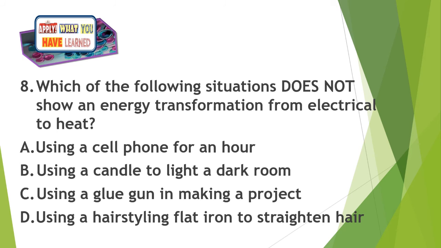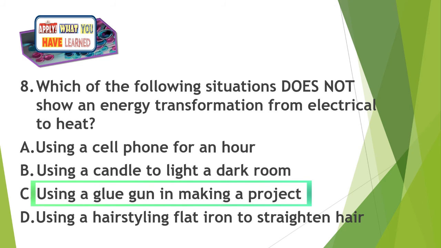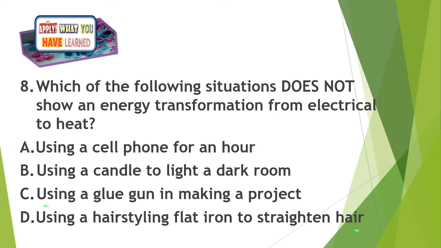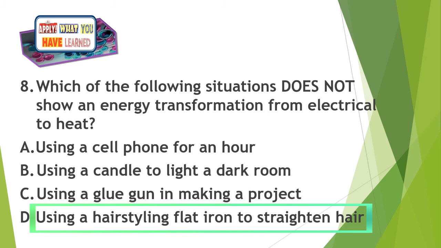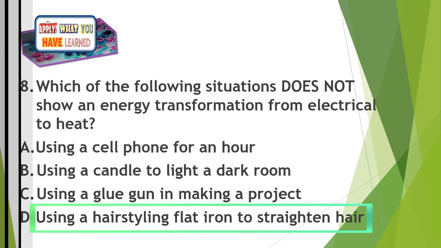Number 8. Which of the following situations does not show an energy transformation from electrical to heat? A. Using a cell phone for an hour. B. Using a candle to light a dark room. C. Using a glue gun in making a project. D. Using a hair styling flat iron to straighten hair.